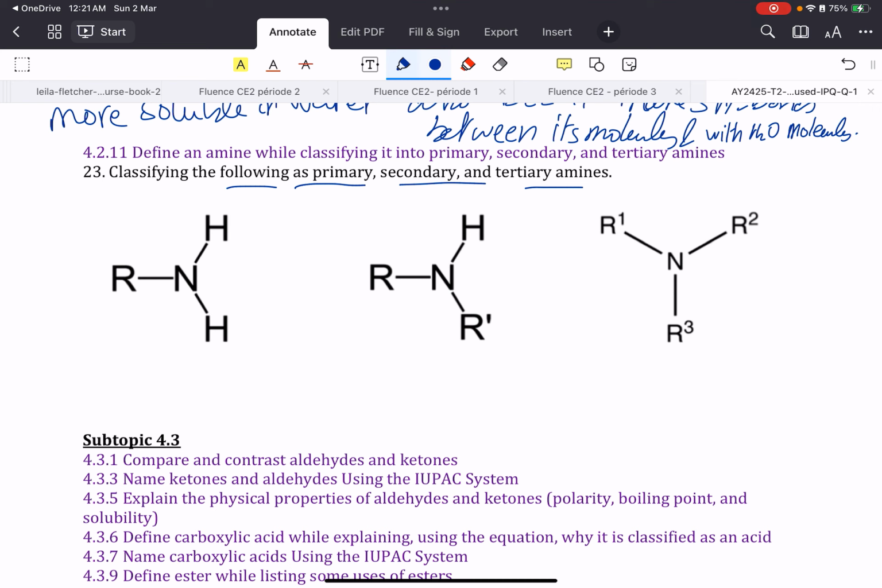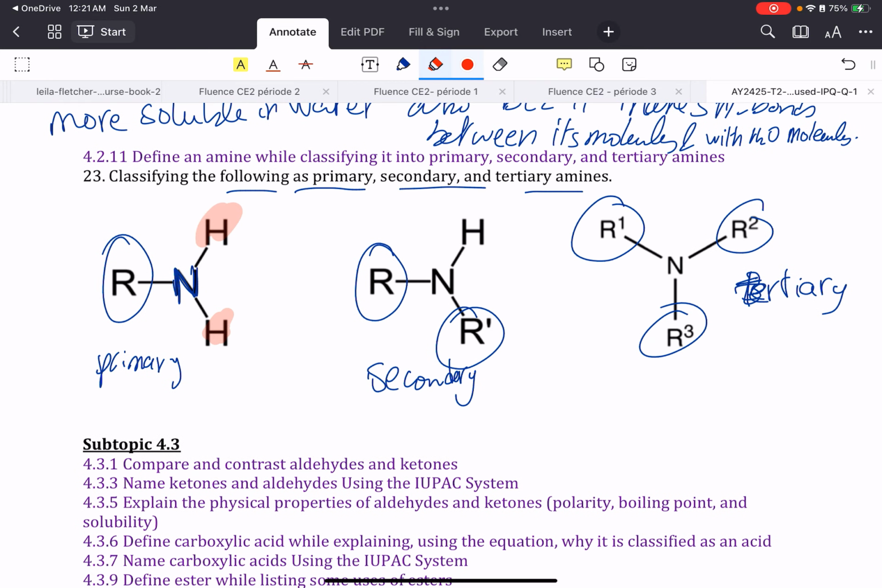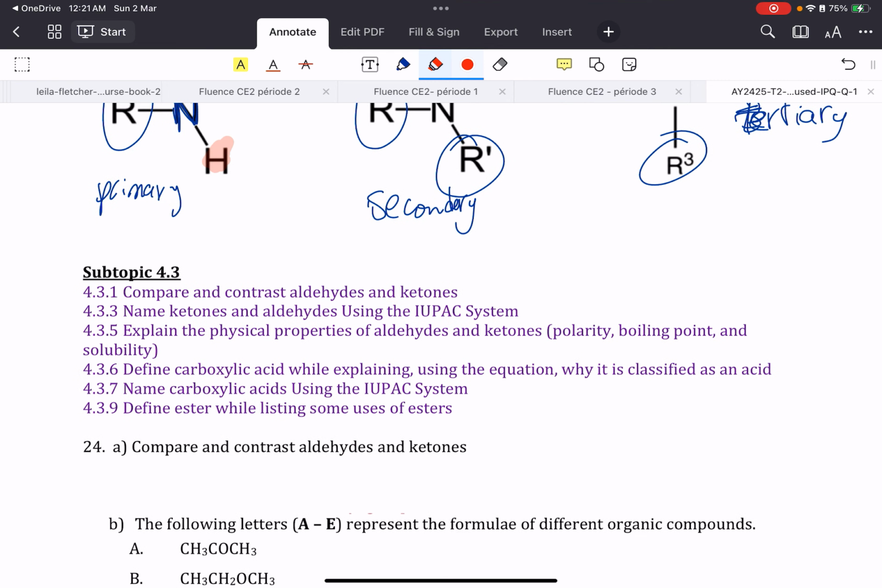Classify the following as primary, secondary, and tertiary amines. Here's the N. You count how many carbon atoms are bonded to this N. 3 carbons, tertiary amine. 2 carbons, secondary. 1 carbon, primary. Or you can simply count how many hydrogens are on it. 2 hydrogens on the N, 2 for 1, so you say primary. 1 hydrogen, 1 for 2, you say secondary. No hydrogens, you say tertiary.